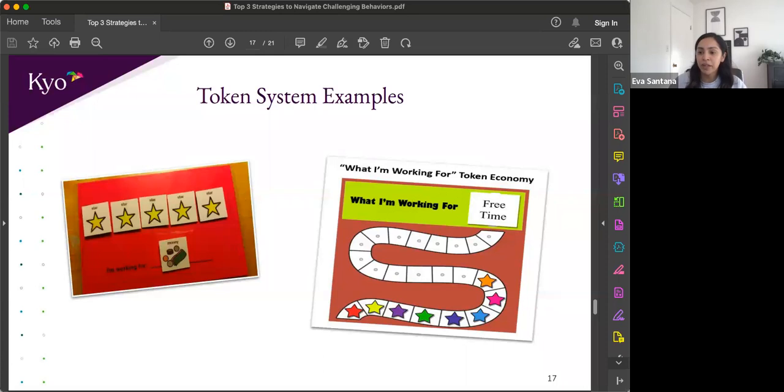Great, thank you for sharing, Bill. Has anyone ever used choices or first-and-then statements or even boards? I see a question here. Let's see.